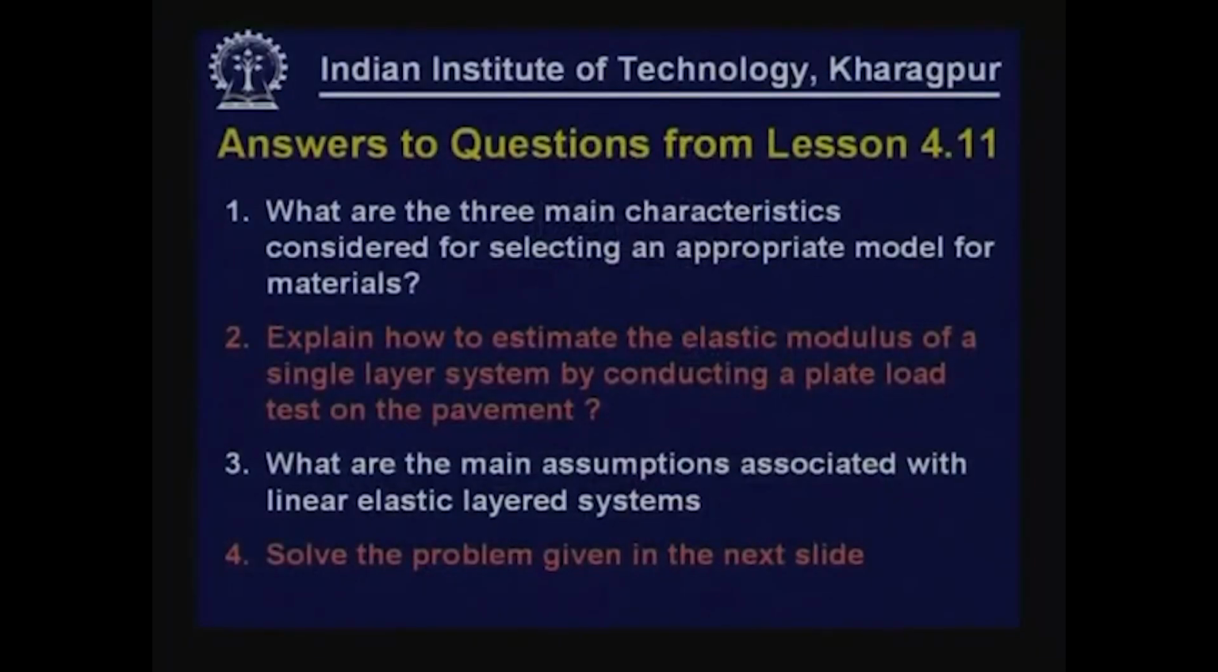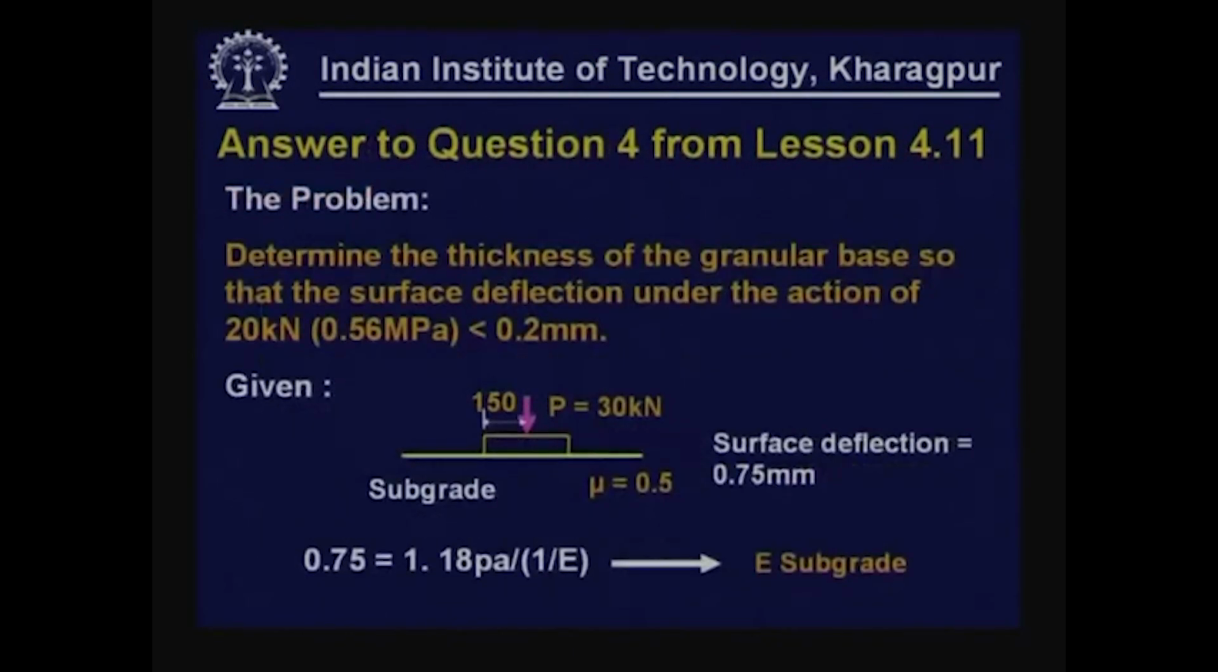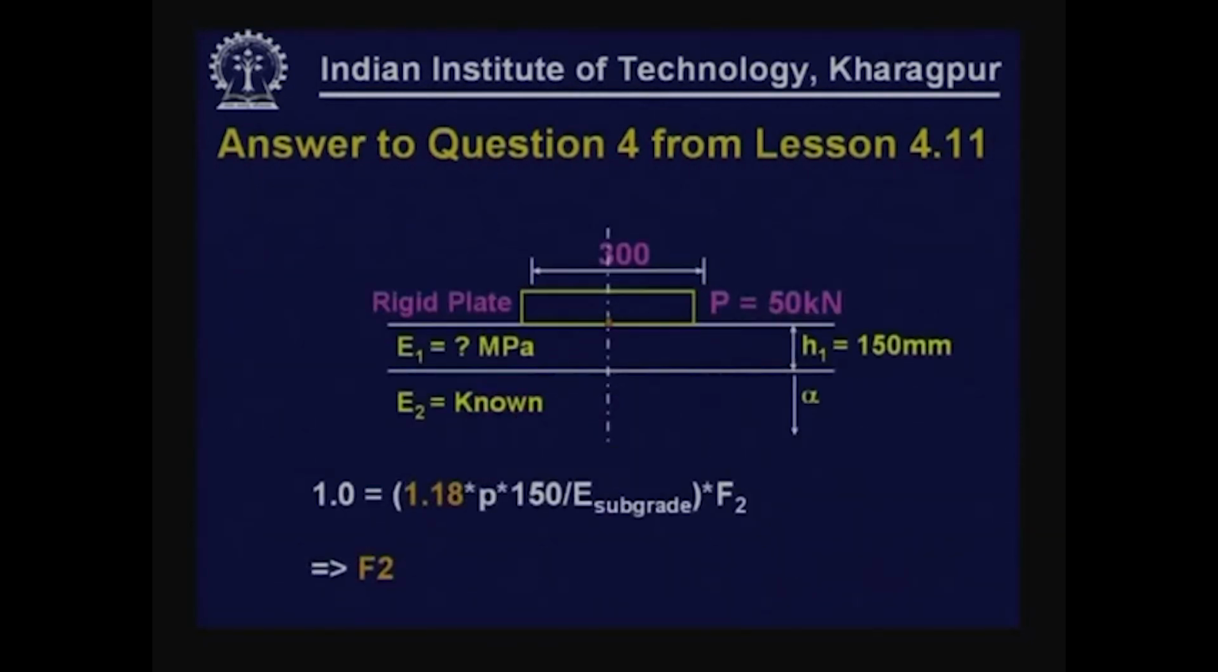Solve the problem given in the next slide. I am not reading out the problem completely to save time, but I will discuss the solution. What is given is that we have to find the thickness of the granular base so that the surface deflection under the action of a 20 kN load will be less than 0.2 millimeters. The given is that a plate load test is conducted on the subgrade. As we just discussed, we can find the modulus value of the subgrade because deflection is known, P is known, A is known.